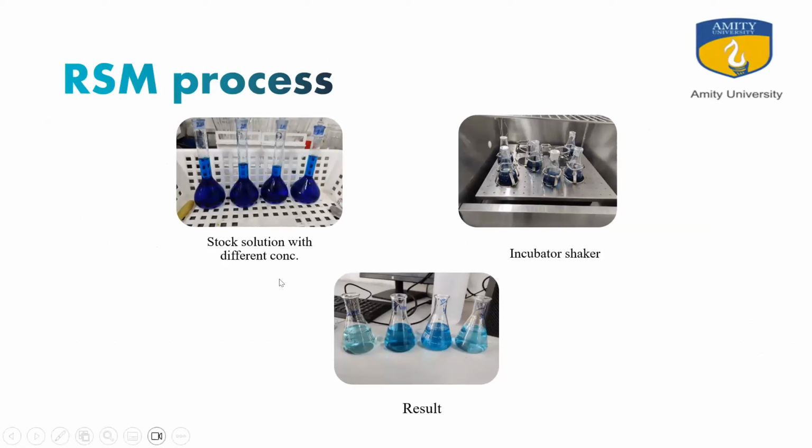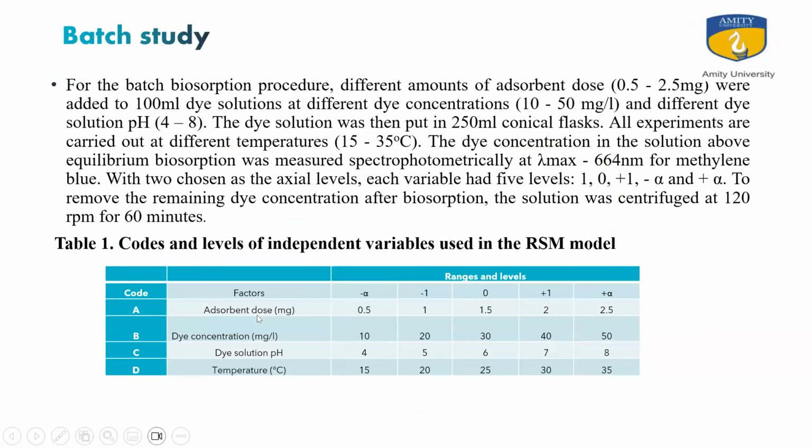This is the RSM process. First, we prepare a stock solution with different concentrations, then put it into the incubator shaker for 1 hour, and the result is visible on your screen. This is very effective, around 99% removal results are coming out from this process. These are the independent variables used in my study: adsorbent dose, dye concentration, dye solution pH, and the temperature.